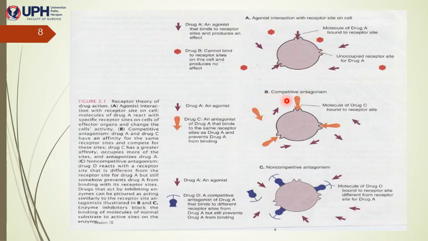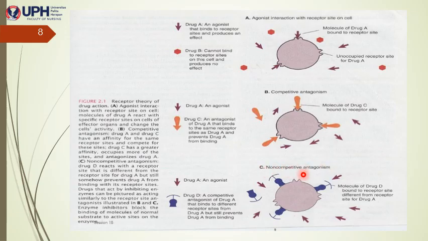Now let's see the competitive antagonism. We still have drug A, a little one, and drug C, a bigger arrow. The receptor site binds with the bigger arrow because it's a competitive antagonism. Drug C will bind to the receptor site and cause drug A to not be able to bind to the receptor site. That's why drug C is preventing drug A from having an effect on the cell.